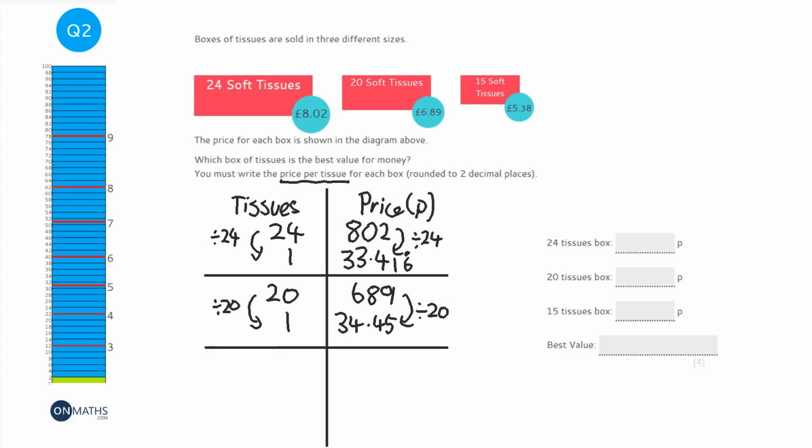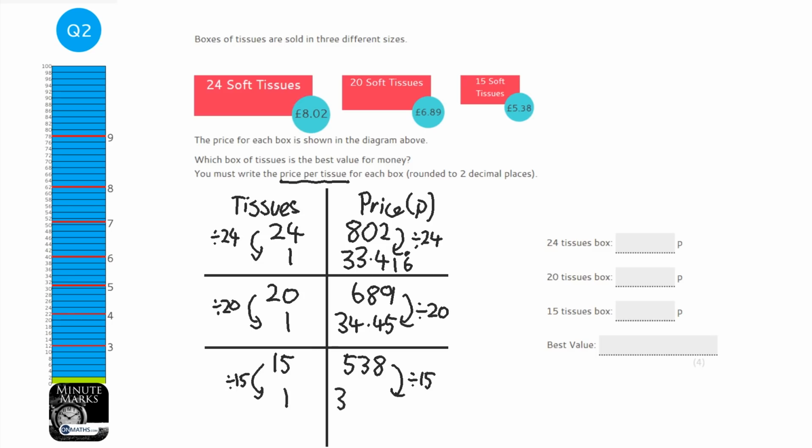Okay, and the last one, let's draw our line. So the last one's 15 tissues, and it costs 538 pence. So this time I'm going to divide both sides by 15 to work out 1 tissue. Okay, so 538 divided by 15, and this time I get 35.86 recurring.